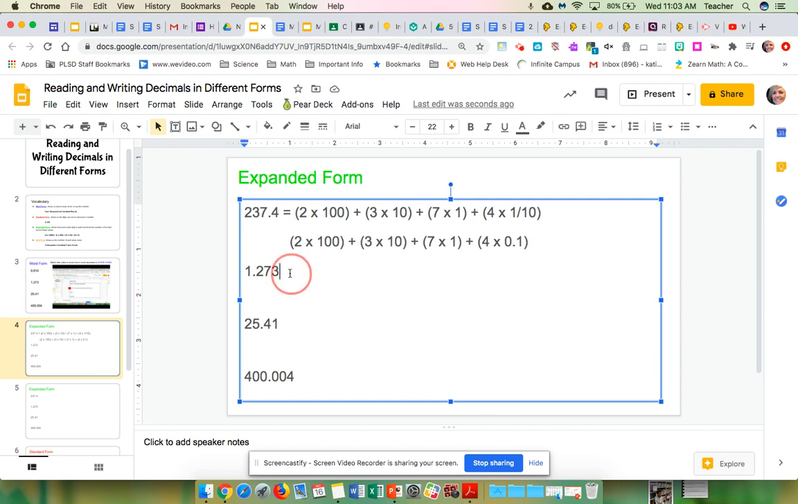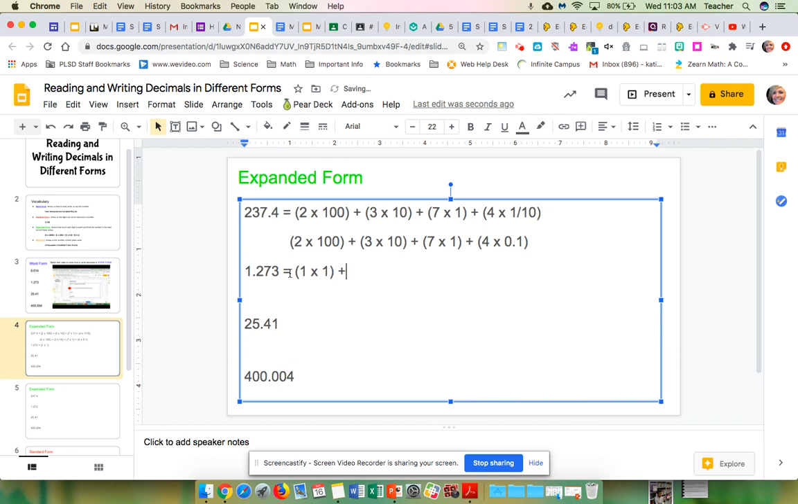Let's try another one together. All right, so 1 and 273 thousandths. I'm going to start with the farthest digit to the left, which is the 1. And then I'm going to put it in parentheses. It's just easier to see once they're all together. So I'm going to start with the 1. The 1 is in the ones place, so I'm going to take that 1 and multiply it by 1.